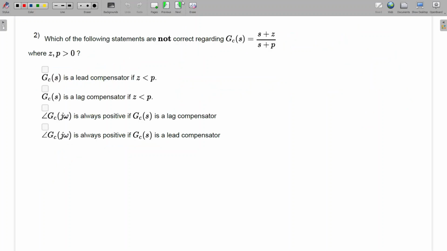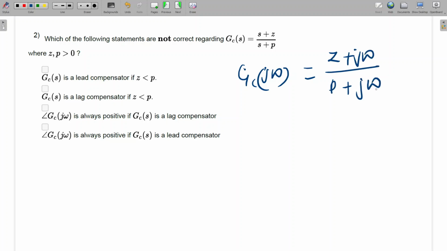So this is a compensator based question, lead like compensator. I'm just explaining it in a simple way. One compensator is given, and this is a multiple select type question, like more than one option can be correct. So we'll see. GS is a lead compensator if Z less than P. So I'm just calculating the angle of this one. GC of j omega will be equal to Z plus j omega divided by P plus j omega, correct?